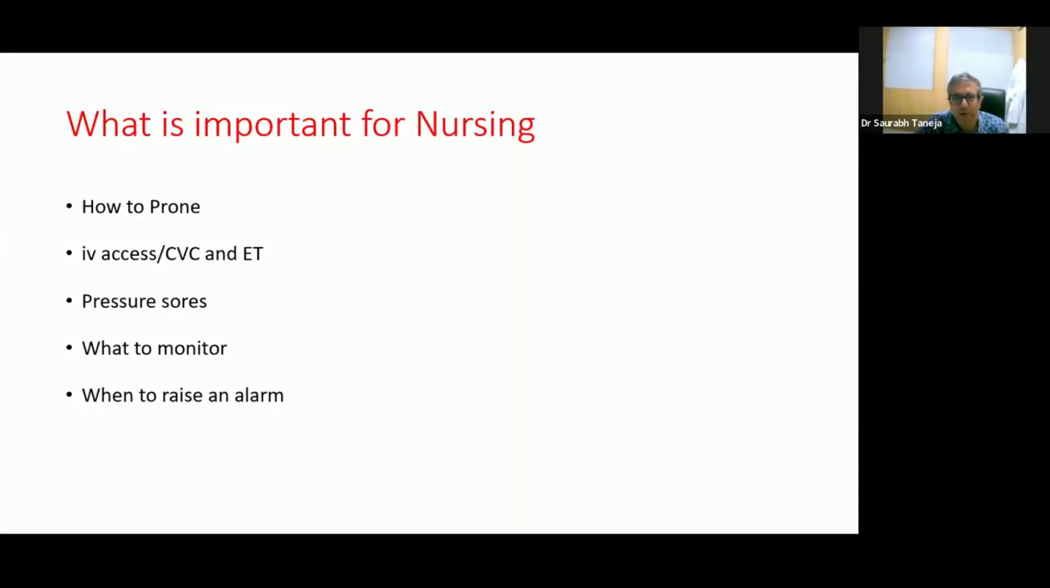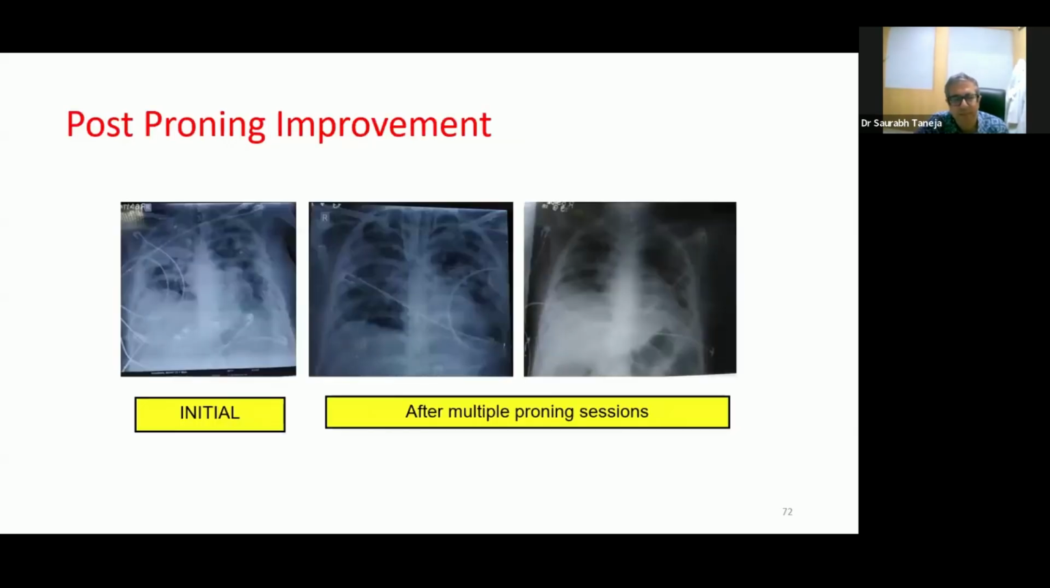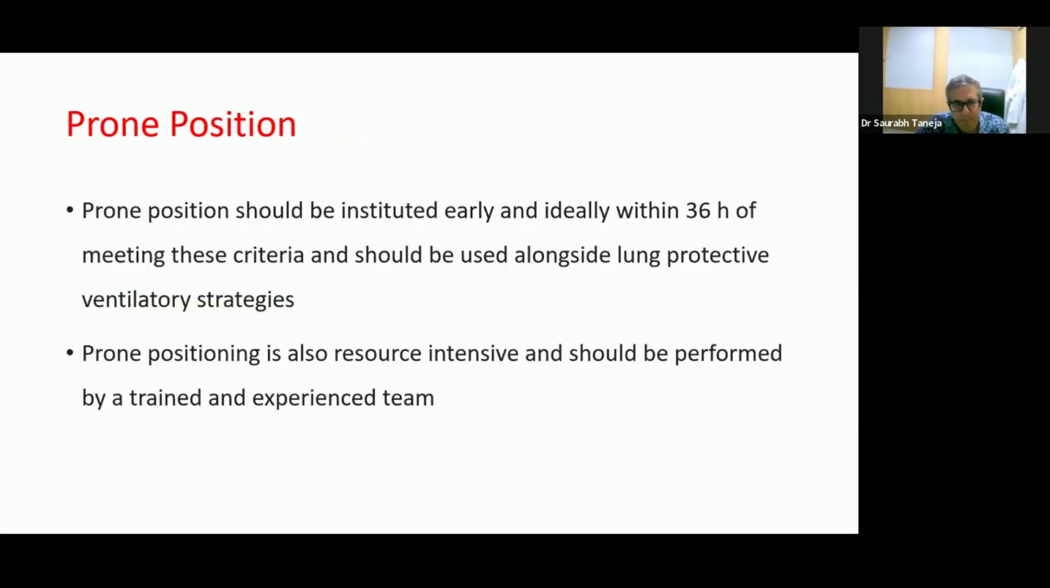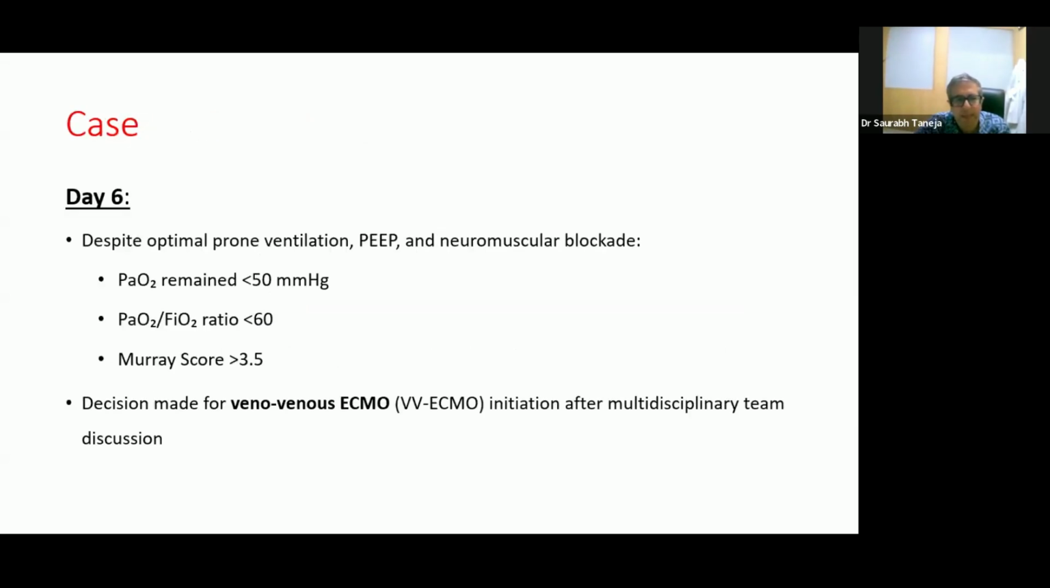And I told you we have to monitor the patient extensively when the patient is prone, and we should know when to raise an alarm. Next slide. We should do a serial X-ray when the patient is again made supine. We do an X-ray. Next. It should be instituted early. When we have a patient of severe hypoxemic respiratory failure, we should do it as soon as possible, as soon as the patient becomes hemodynamically stable.